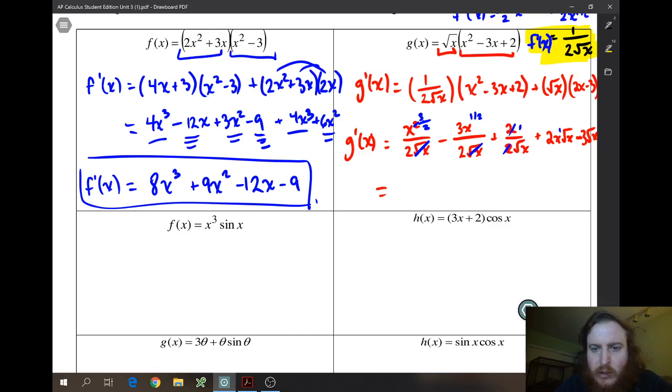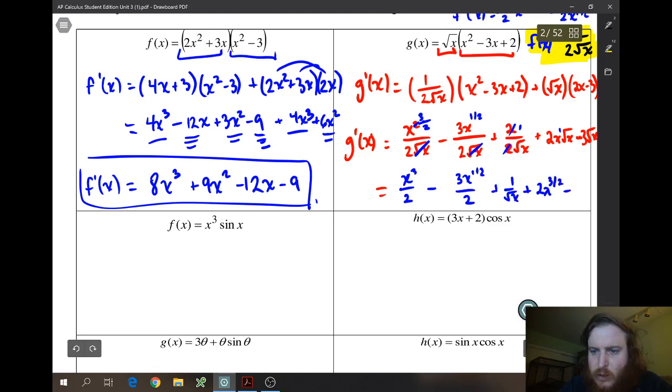So this is going to give us here x to the 3/2 over 2 minus 3x to the half over 2 plus 1 over square root of x plus 2x to the 3/2 minus 3 square root of x. Okay, and then that's a perfect answer for us. Oops, and I did mess this up. I forgot the half part, 3/2. It wasn't x cubed, it was x to the 3/2.